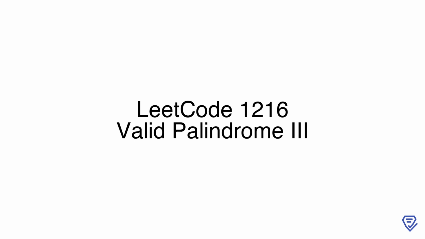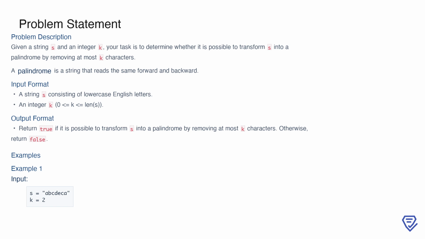Let's dive in. In this problem, we are given a string s and an integer k, and our goal is to determine whether it is possible to transform the string into a palindrome by removing at most k characters. A palindrome, as you may know, is a string that reads the same forward and backward. For example, the string radar is a palindrome because it is symmetric.